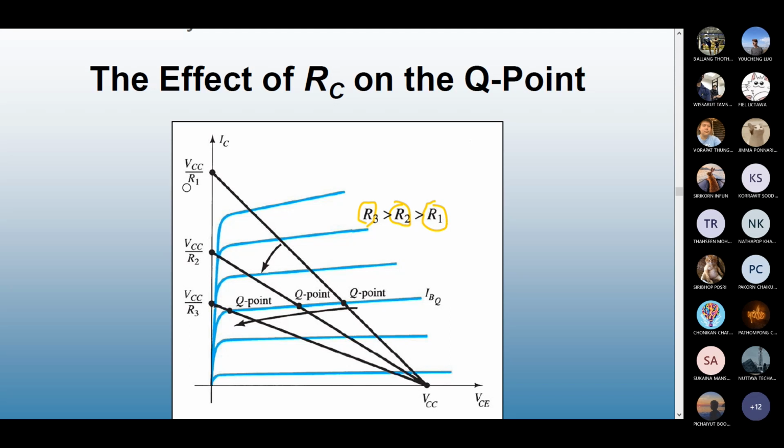R1 is the minimum resistor value. When you divide something by the minimum, you're going to get the maximum saturation current. When you increase to R2, this value will decrease. You have the second one. Further increase the resistor, the saturation current will be even less. Our base current is fixed, so again, the Q point is moving along the base current to the left.